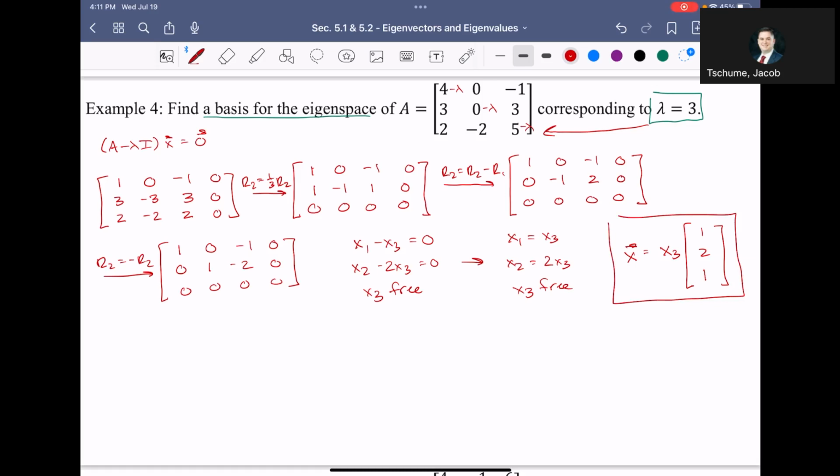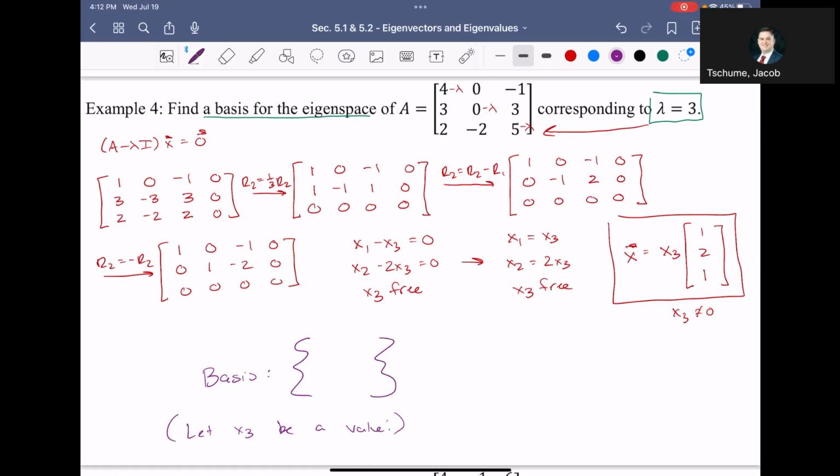Because remember, there are infinitely many of them, keeping in mind that we cannot let x3 be 0. Our question is asking for the basis. So it's asking for a linearly independent set based on the eigenspace. Now, the easiest way to do that, and I'll put it down here in parentheses, is let x3 be a value. That's the fastest way to find a basis.